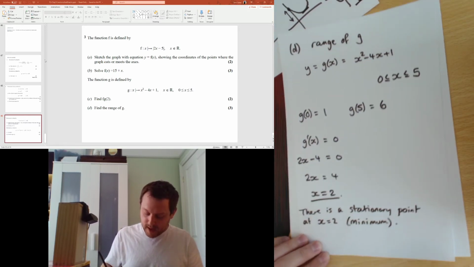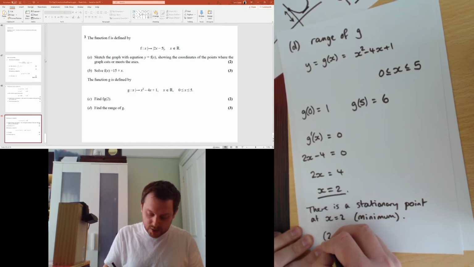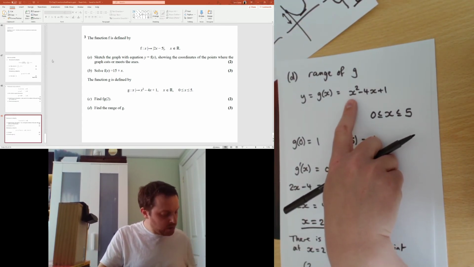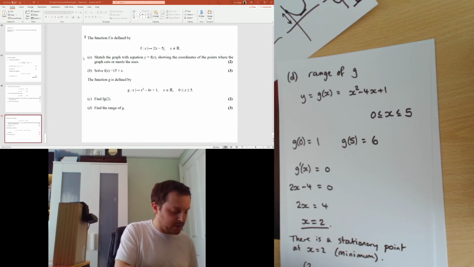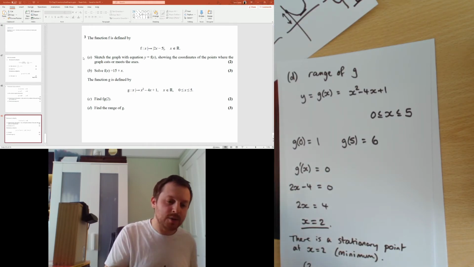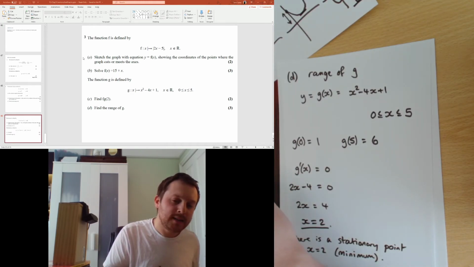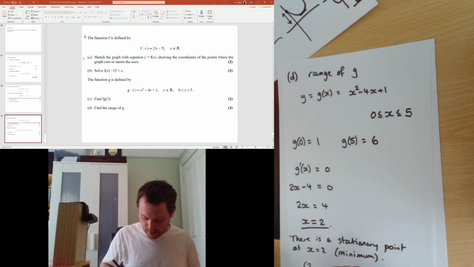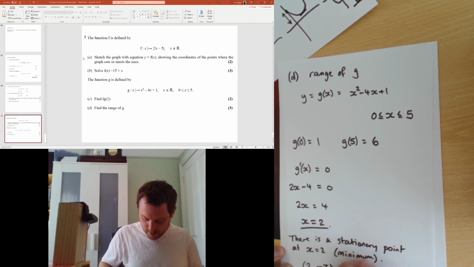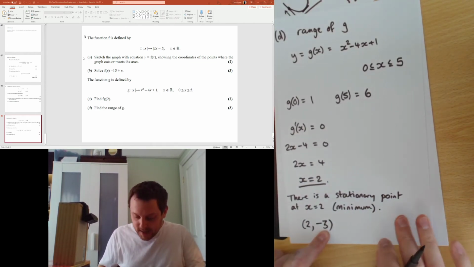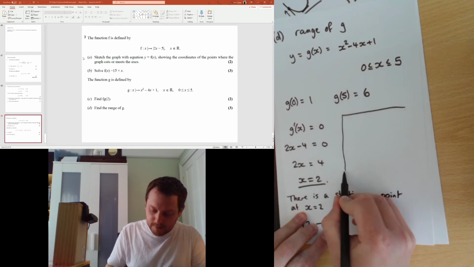So it's a minimum. What is this coordinate? Well, it's 2, and then 2 squared. Well, have we not already answered it? That's what we did just before, isn't it? 2 squared, take off 8, and then add 1. It gives -3, doesn't it? So what that means is, let me just draw it here.